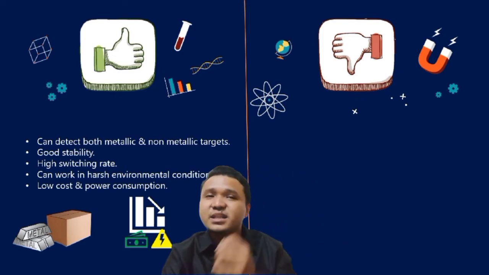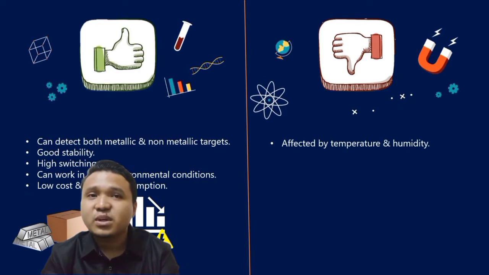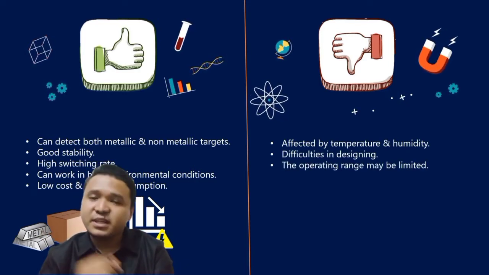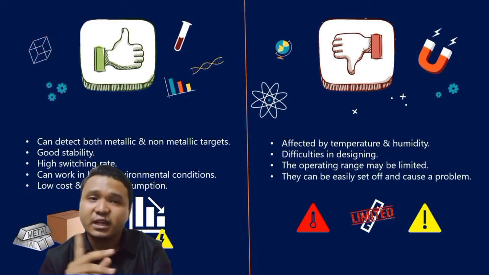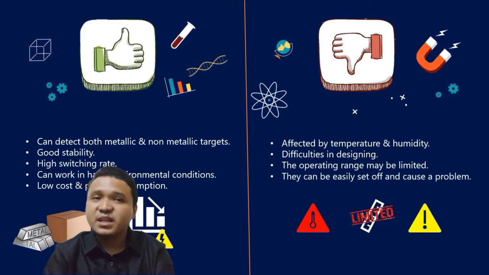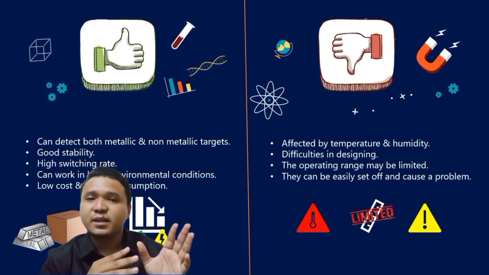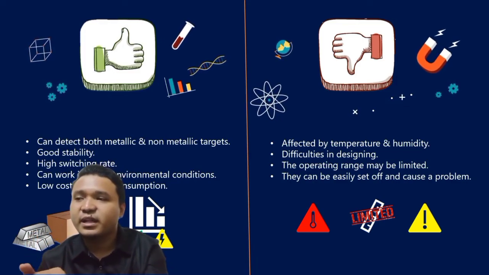But what are the disadvantages of this sensor? The disadvantages are that it will be affected by temperature and humidity, there are difficulties in designing the sensor, and the operating range may be limited. Last but not least, they can easily be set off and cause a huge problem to certain parts of a system or a project.